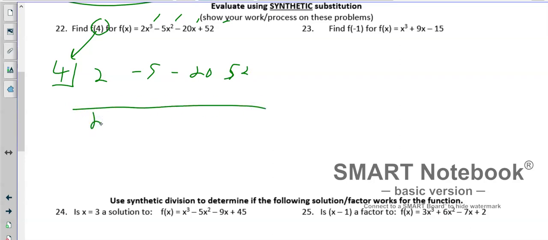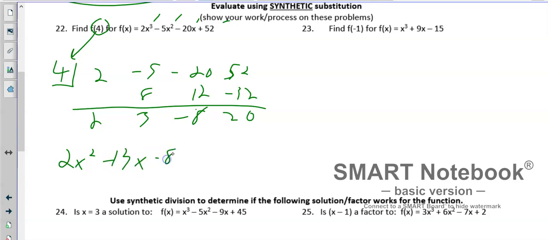Drop the 2, multiply by 4. Add straight down. Multiply by 4, add straight down. Sorry. Multiply by 4, not 2. Silly me. 4 times 3 is 12. Add straight down. Multiply by 4. Add straight down. I started with cubed, so it's going to be 2x squared plus 3x minus 8 as my constant plus my remainder over my original divisor.